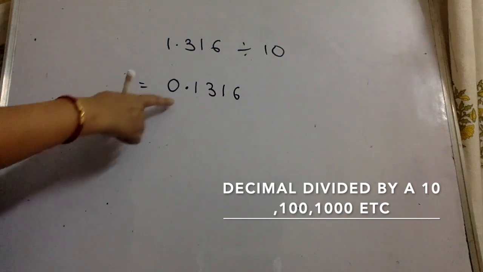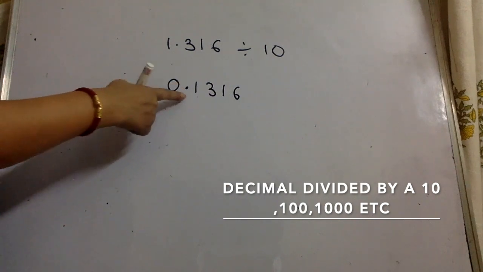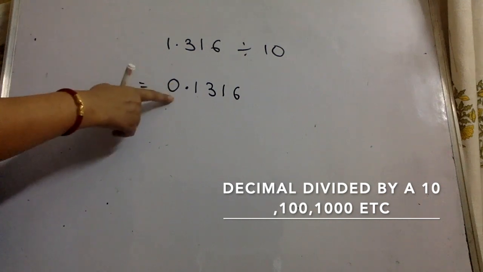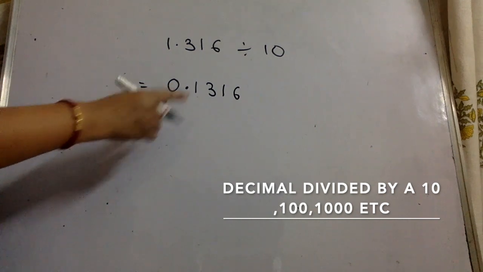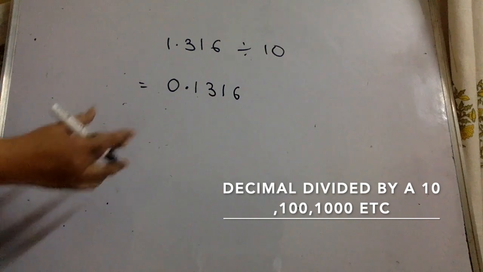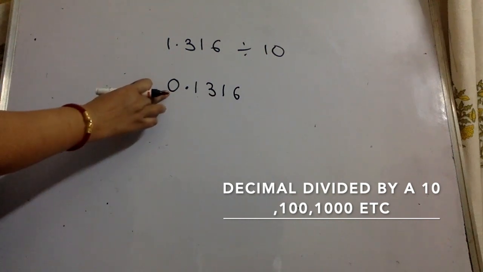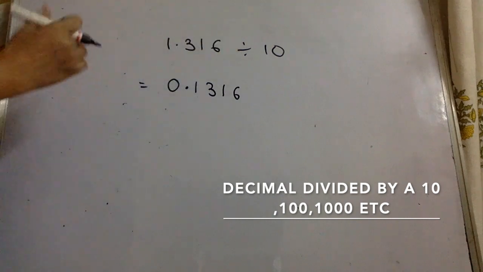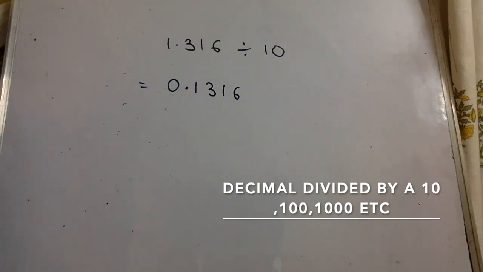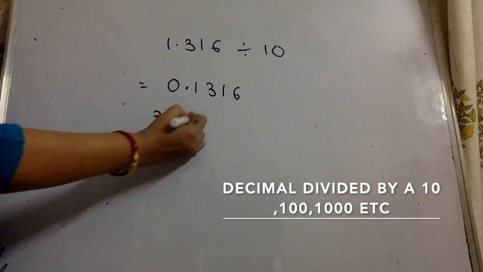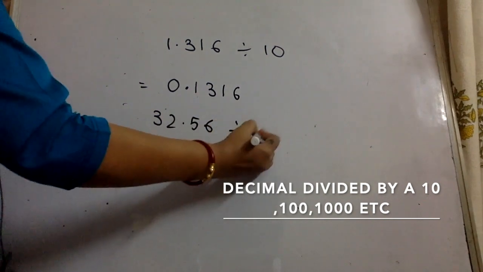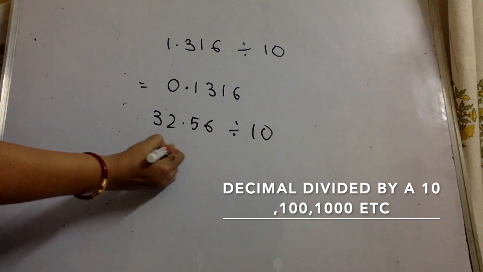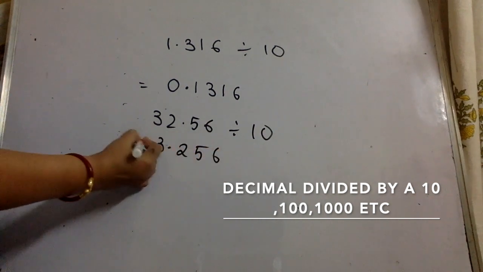Because if the point has come right at the beginning of the number, we are supposed to put a 0, which means that the whole number part is 0. The entire part is a decimal. This is how we divide a decimal number by 10. Let me quickly take another one so that you get a better idea. This divided by 10, the point is again going to move one place to the left. So this is my answer.